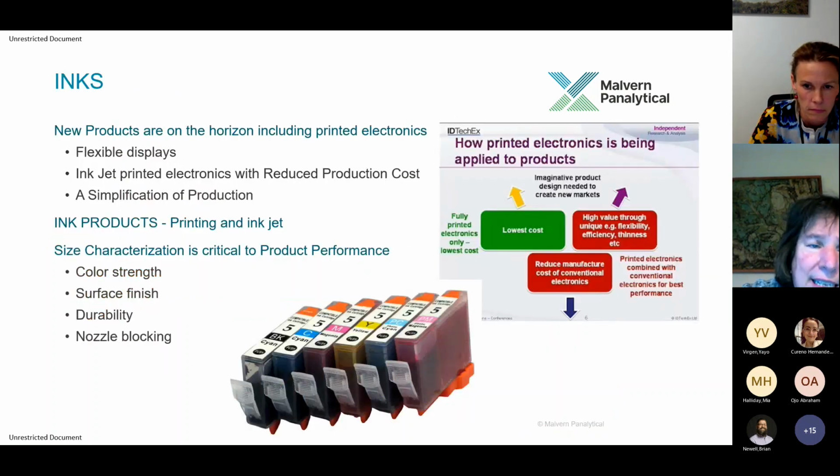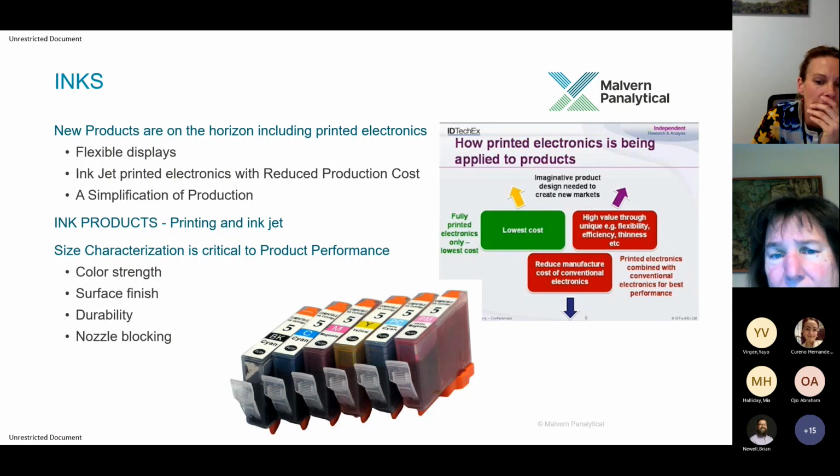Another big area is inks. New products are definitely on the horizon, which include printed electronics. In our near future, we'll see flexible displays. We'll see people painting their walls and just being able to light different areas of the wall based on how they paint it.